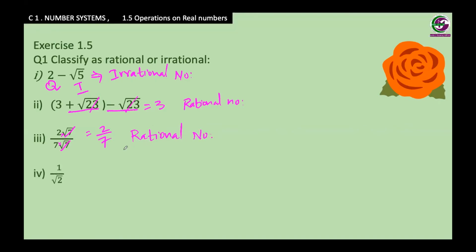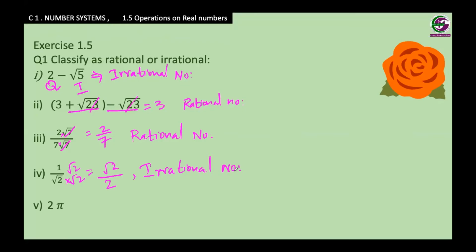Okay, next one, 1 by square root 2. Even if you rationalize the denominator, what number are you going to get? Square root 2 divided by 2. Here it is in the form of p by q, but the numerator is not an integer, so this is not a rational number, so it is an irrational number. Is that okay?